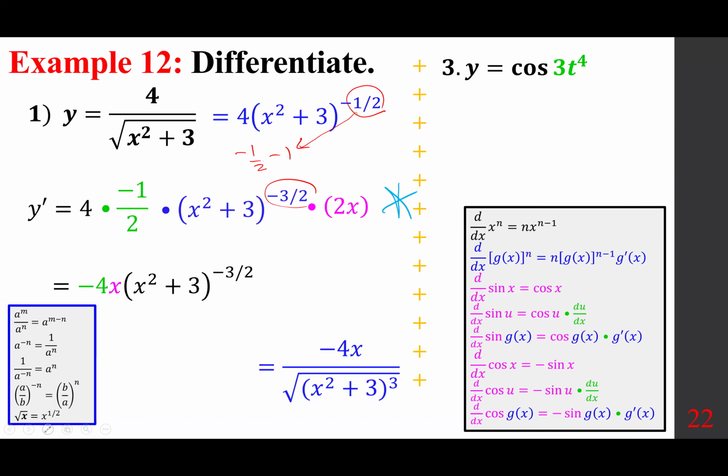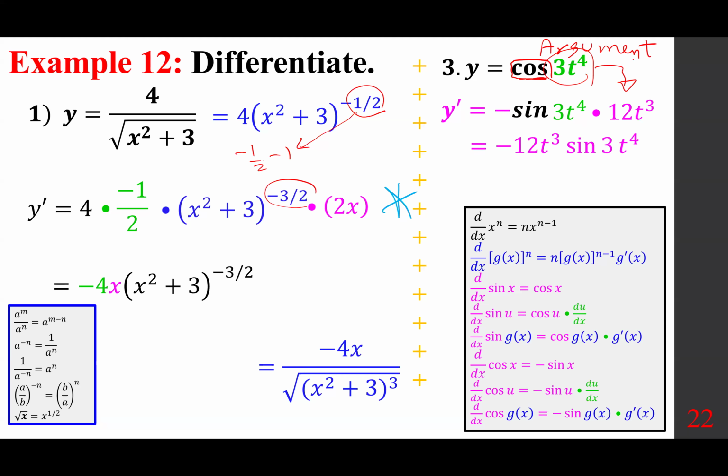In order for you not to make a mistake, just read cosine and stop. Cosine, pause. The answer is negative sine. You cannot write any trigonometric functions without its argument. So you use the same argument. By the chain rule, you tag along the derivative of the argument, 12t cubed, and put that in front, and you're done.